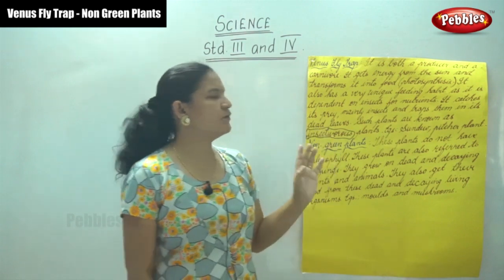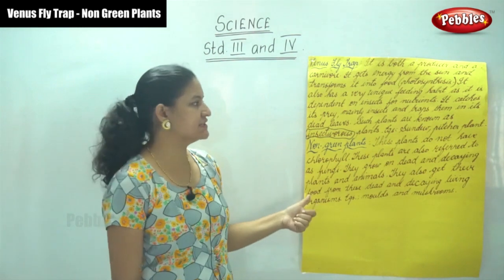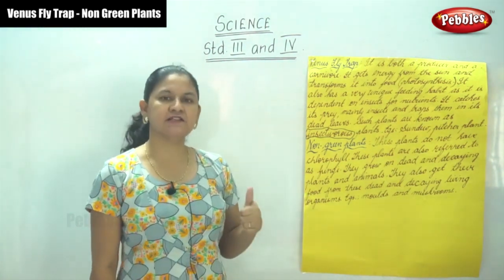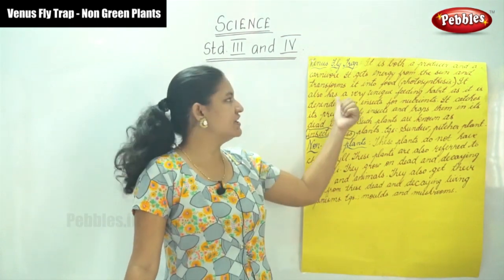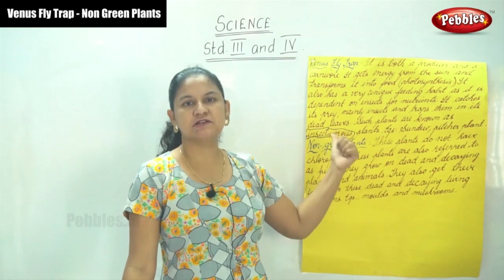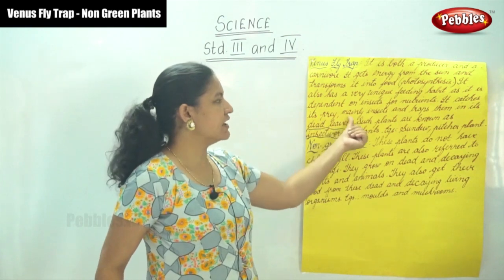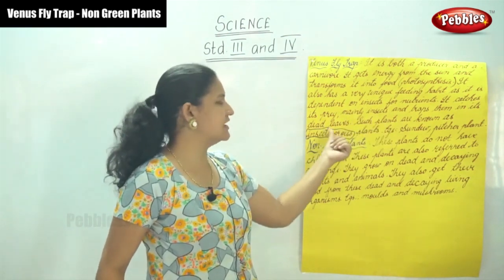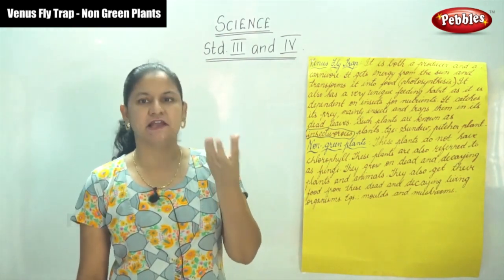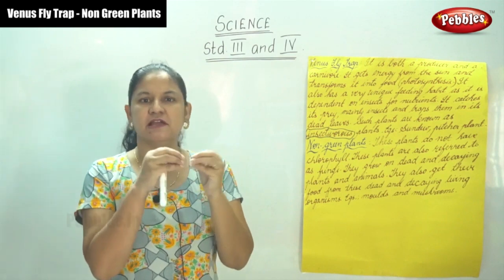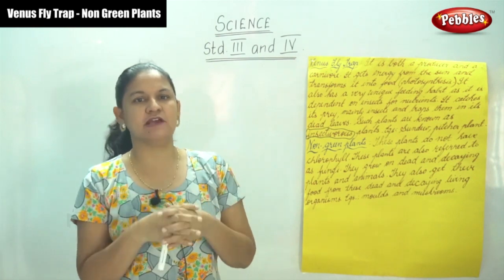It also has a very unique feeding habit, as it is dependent on insects for nutrients. Unlike other plants that depend on the roots for water and minerals, the Venus flytrap depends on insects for its nutrients. It catches its prey, mainly insects, and traps them in its leaves. Once an insect is trapped in a Venus flytrap, it cannot escape.